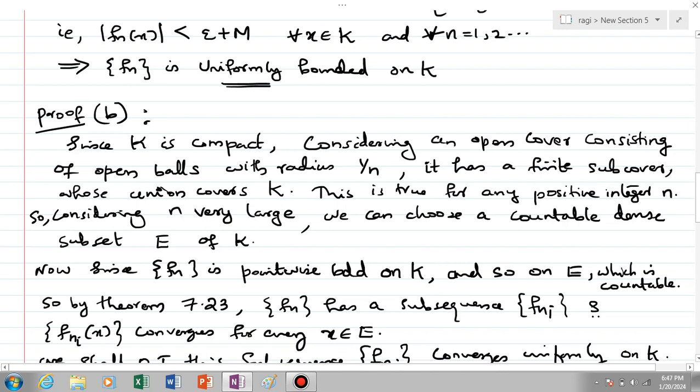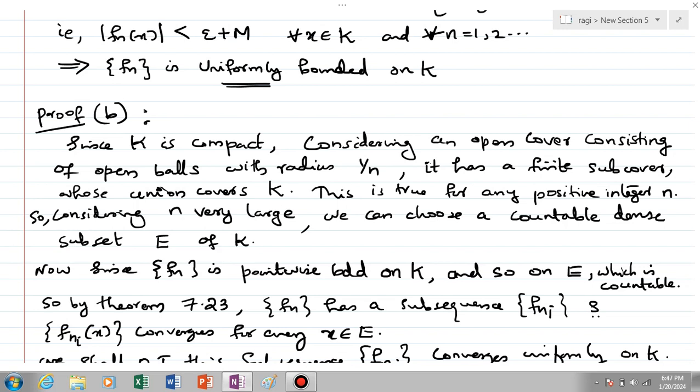Since we have the supposition that K is compact, consider an open cover consisting of all open balls with radius 1 by n. Clearly it has a finite subcover, since K is compact, whose union covers K. This is true for every natural number n. So we are considering n very large, and we will get a countable dense subset capital E of K by choosing n very large.